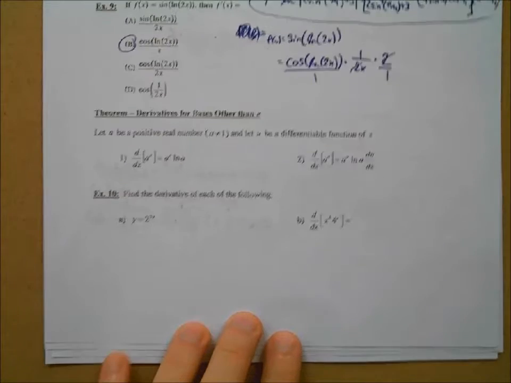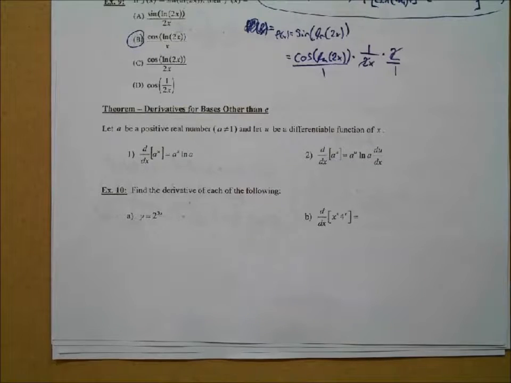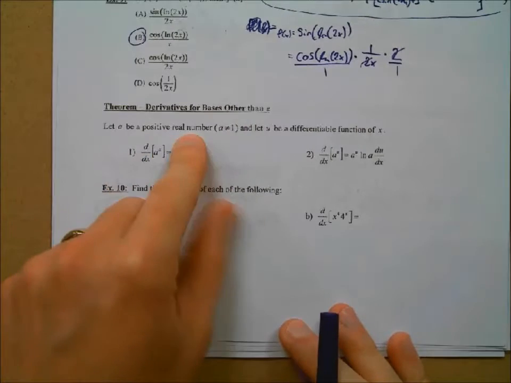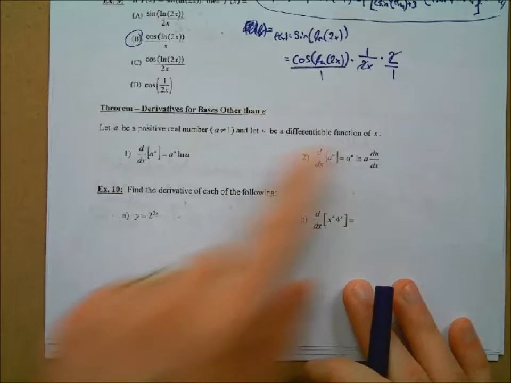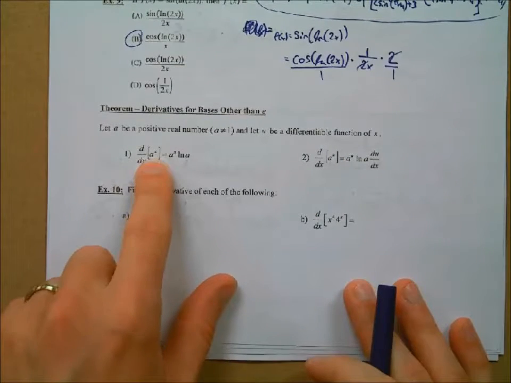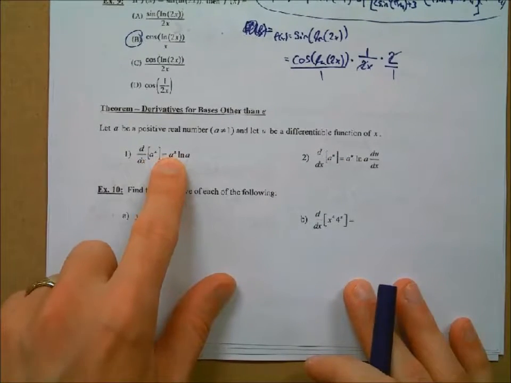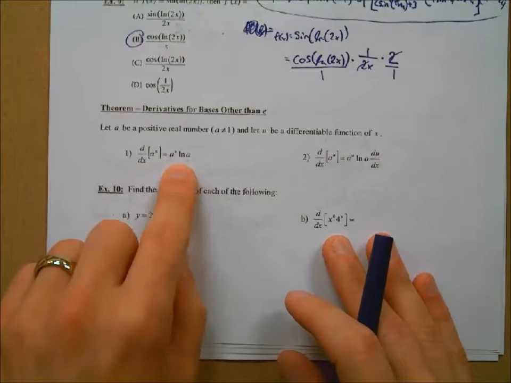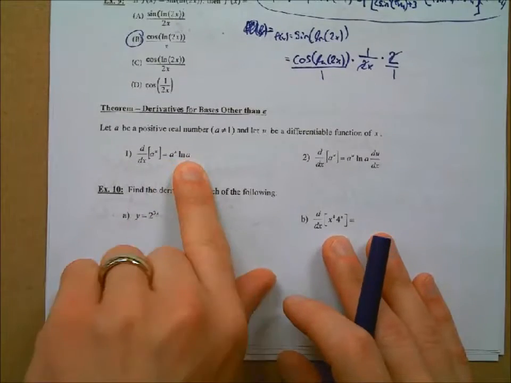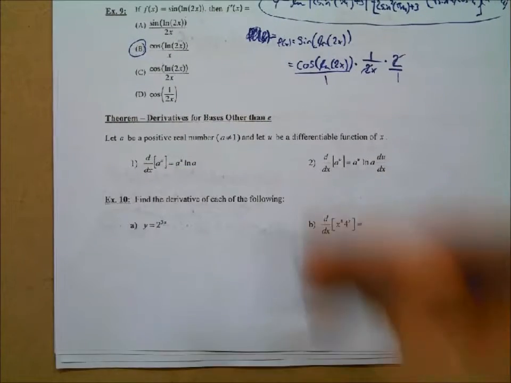Last little derivative that we need to learn, okay, this is for derivatives for bases other than e, okay? We didn't talk about 2 to the x or 5 to the x or anything like that. So let a be a positive real number, okay, a not equal to 1, and let u be a differentiable function of x, okay? If we want to take the derivative of a to the x, that is a to the x again, so it's like, wow, that's just like when we take the derivative of e to the x, right? E to the x, it's e to the x, but then we also have the additional natural log of the base.